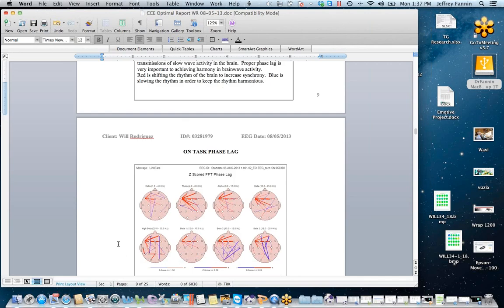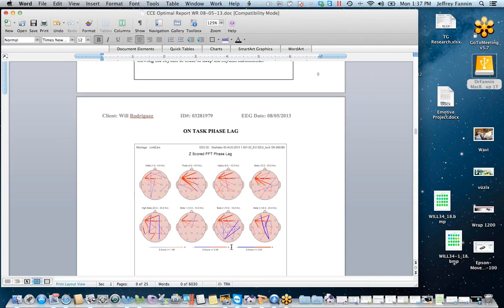Okay, so your phase shifts are working correctly, basically.